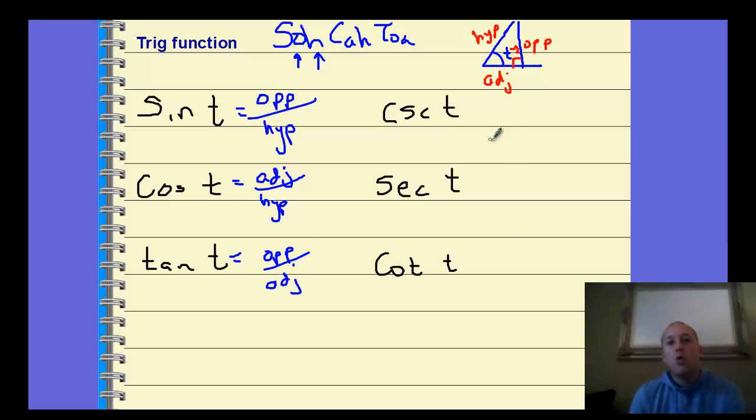Now we have three more, and these are just the reciprocals of the ones on the left. Sine and cosecant are reciprocals, so I can just flip them. So hypotenuse over opposite. Secant is a reciprocal of cosine, so that's going to be hypotenuse over adjacent. And then cotangent is the reciprocal of tangent, so it's adjacent over opposite. So these are the six trig functions we're going to talk about.